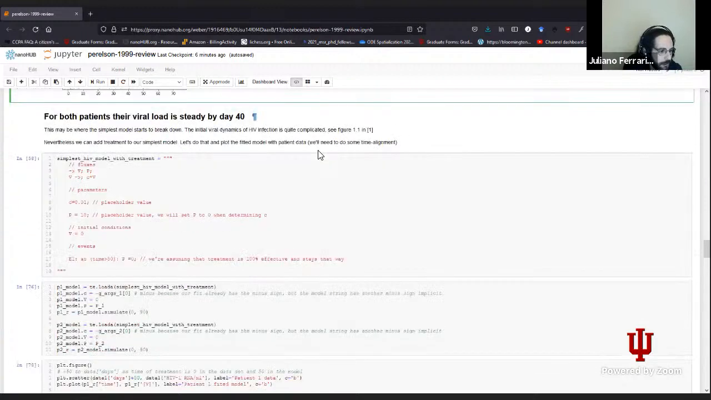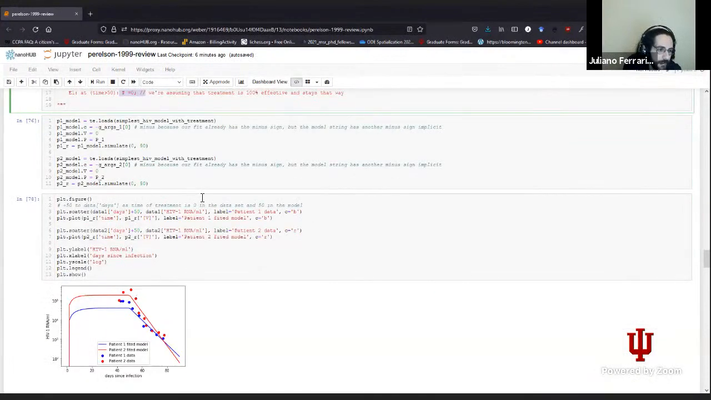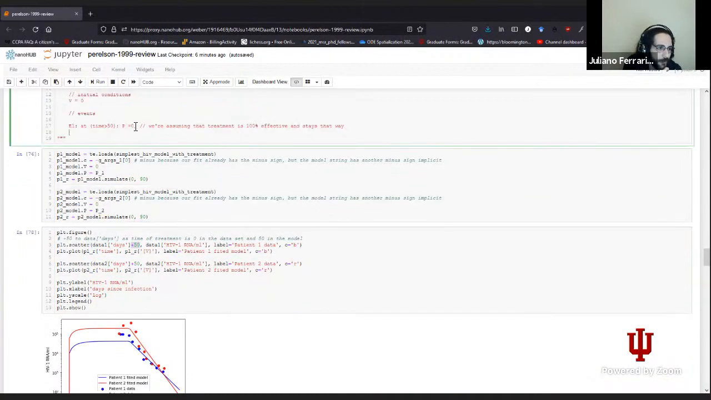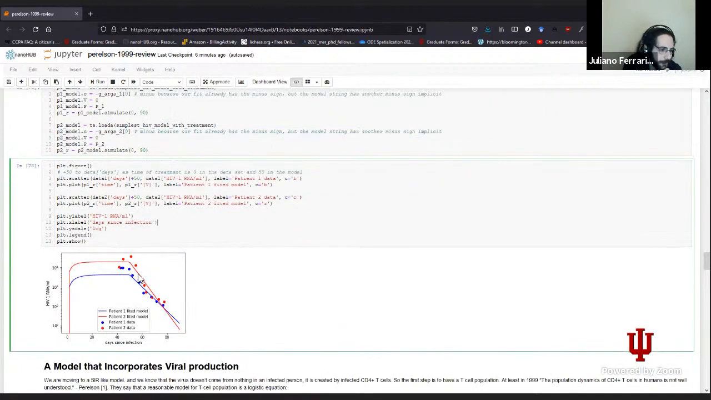Okay, so here it was just an exercise of adding events. After 50 days, the patient gets the treatment and perfectly shuts off viral production. And then I replot with the actual experimental data. Here I had to offset the experimental data by 50 days, because that's the time of the treatment event. And it still looks pretty okay.